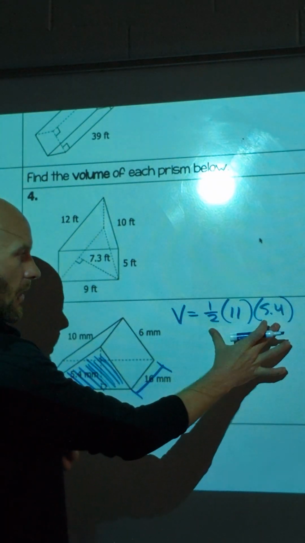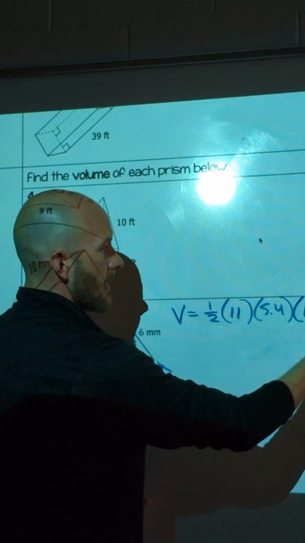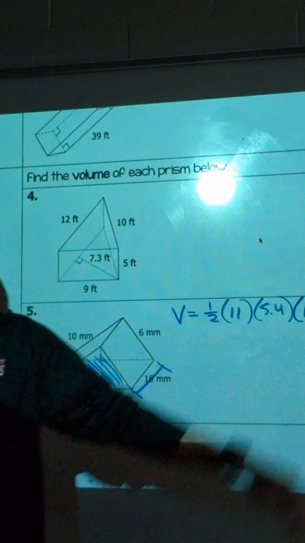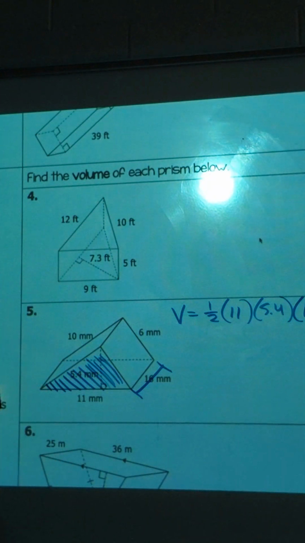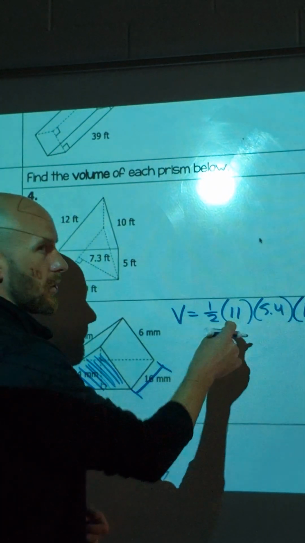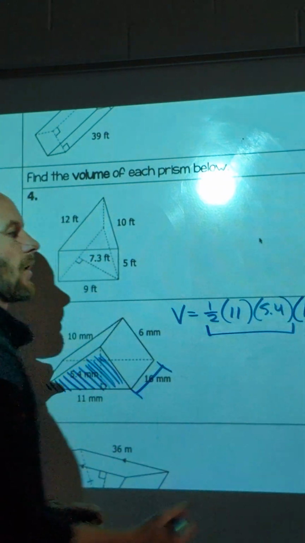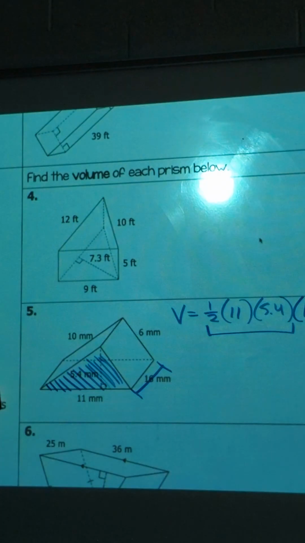Okay. And then I do the area of the triangle and then times the height, which is 16. And you guys can actually do all that at once if you want. I just broke it down for you on that first one to show you it's the area of the base times the height. This is the area of the base. So you guys can multiply that all together at once if you want.